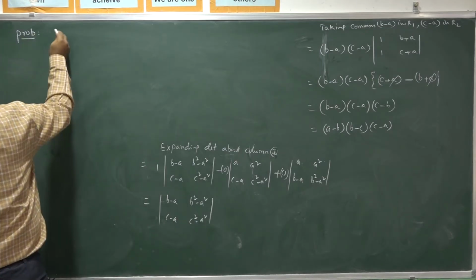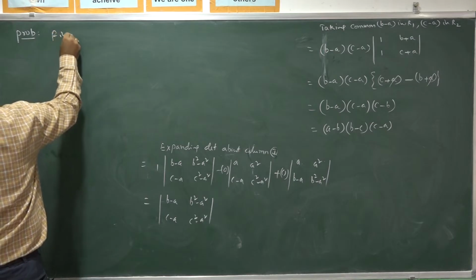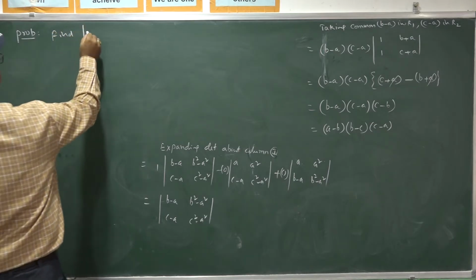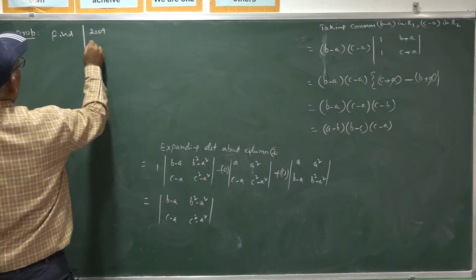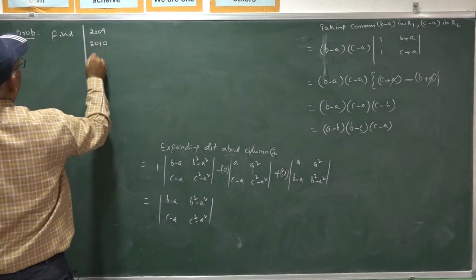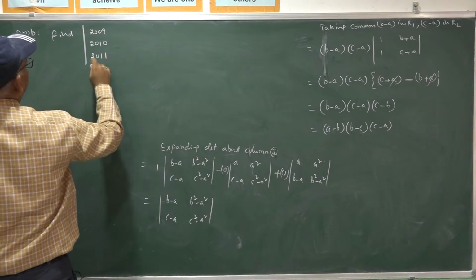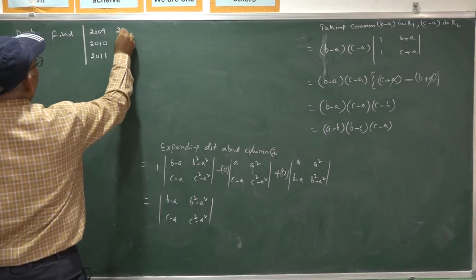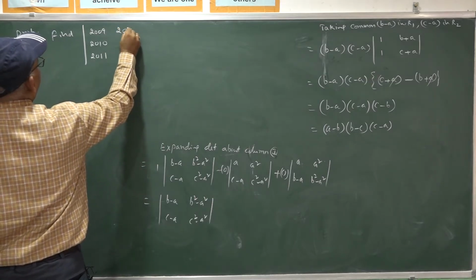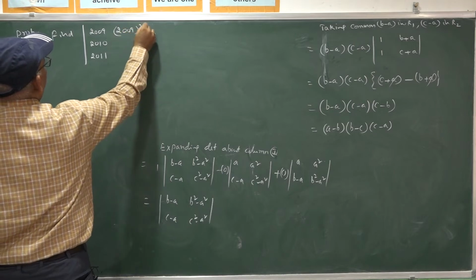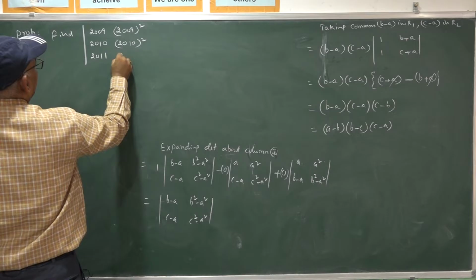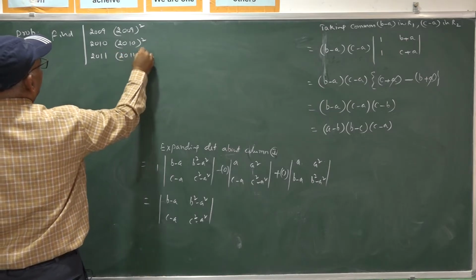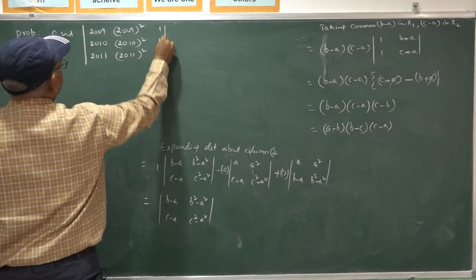For example, let us consider: find the determinant of 2009, 2010, 2011; 2009 whole square, 2010 whole square, 2011 whole square; 1, 1, 1.